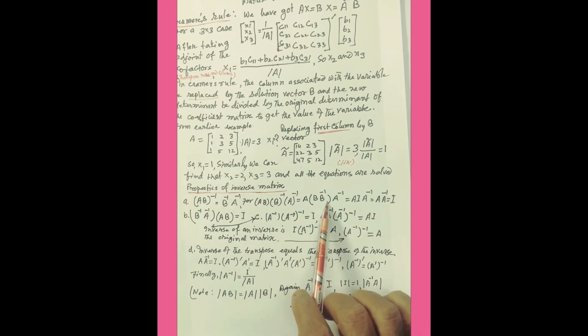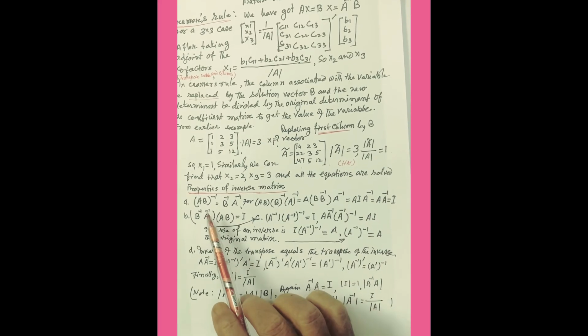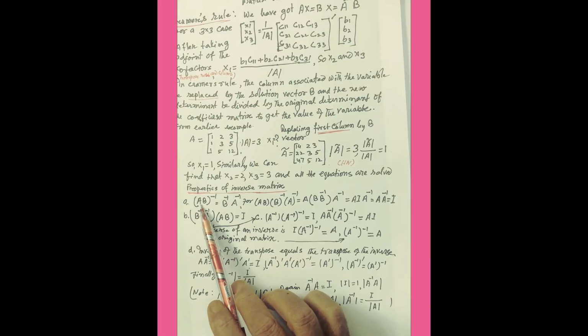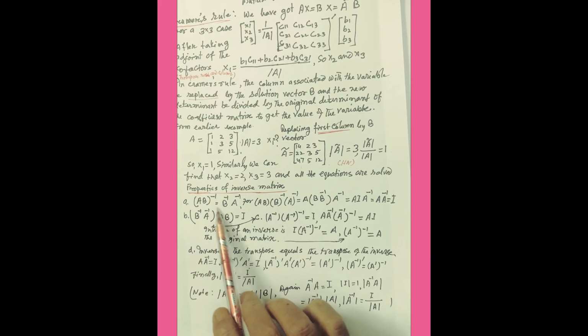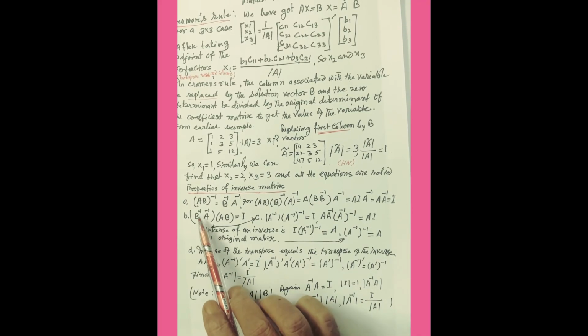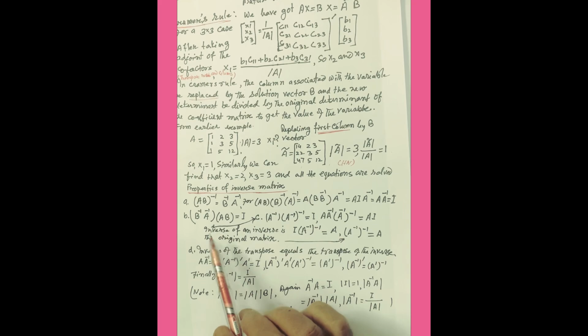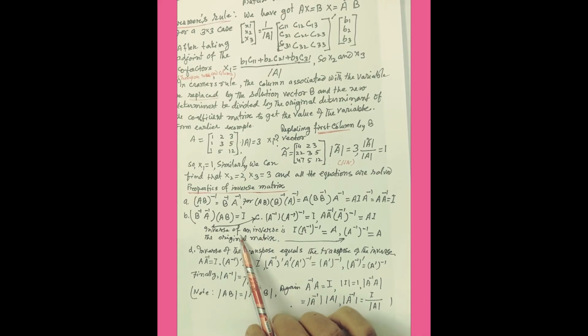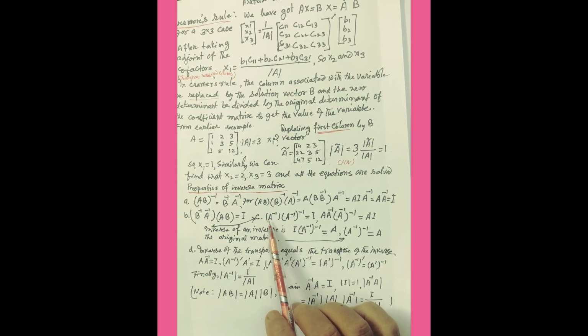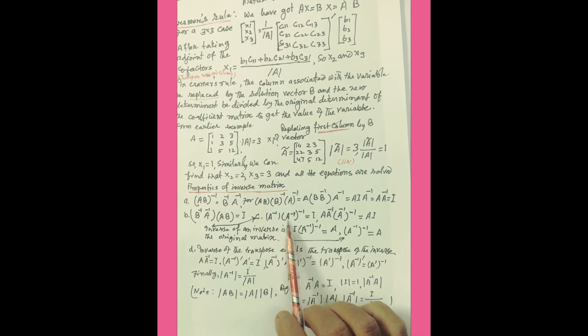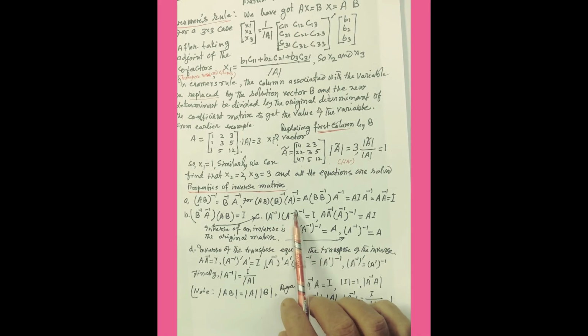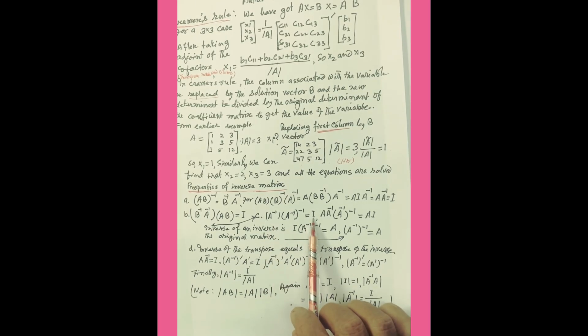So this needs some homework. We can take any matrices A and B, and then we can find this. Then B inverse into A inverse multiplied by A into B is equal to the identity matrix. Then C, the inverse of an inverse is the original matrix. So we have the matrix A inverse, and the inverse of that inverse multiplied by A inverse is equal to the identity matrix.